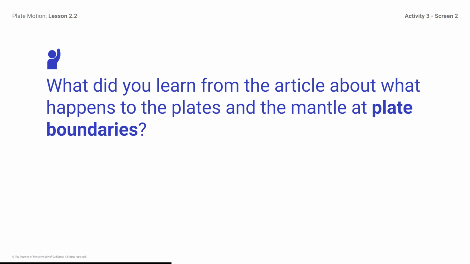You might respond, plates can move toward each other at convergent boundaries, where one plate is slowly forced underneath the other, or apart from each other at divergent boundaries, where the mantle material cools and hardens and adds onto the edge of each plate. In the next lesson, you will get a feel for these processes by creating a physical model.